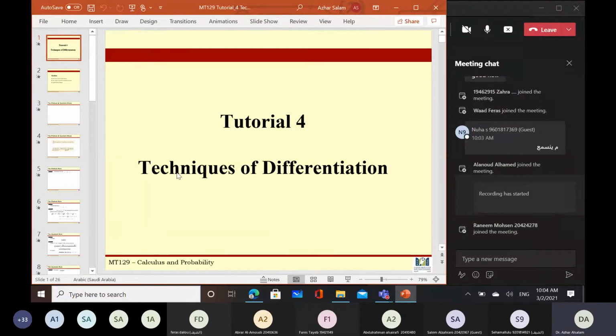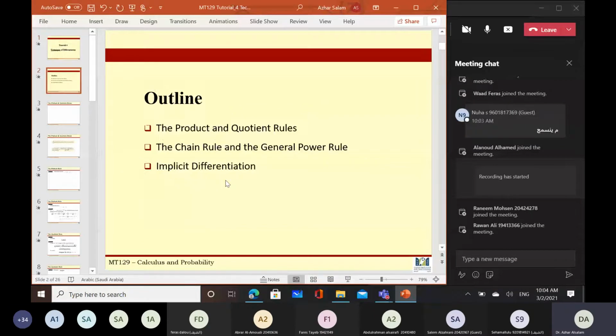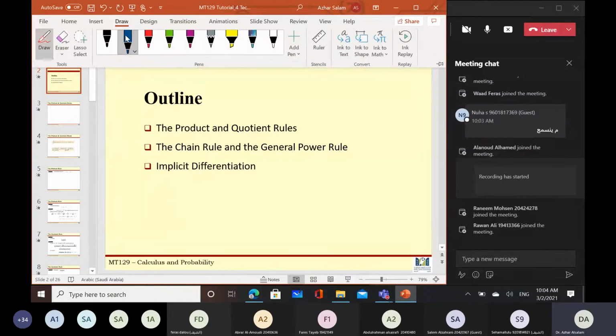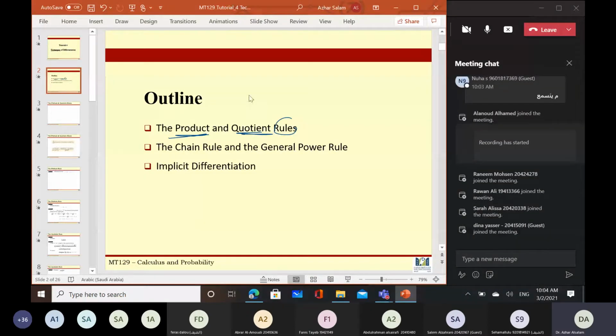Okay, in this tutorial, as we said, we will discuss some techniques of differentiation. We will take maybe 3 techniques to find derivatives for functions. The outline that we'll deal with: first, we will take the product and quotient rules. What's the product and the quotient rule?